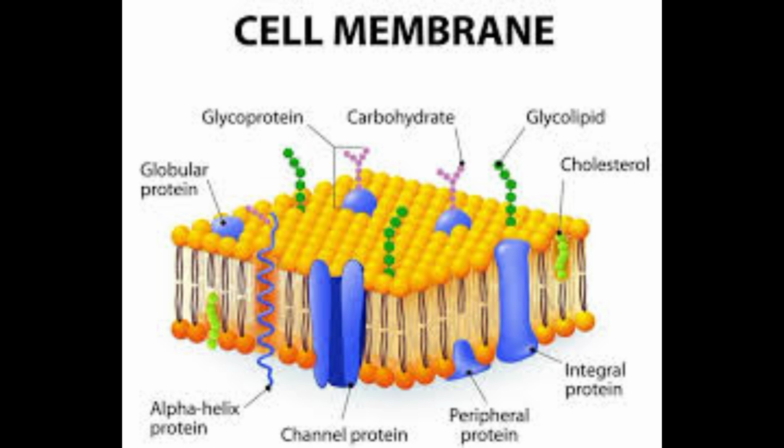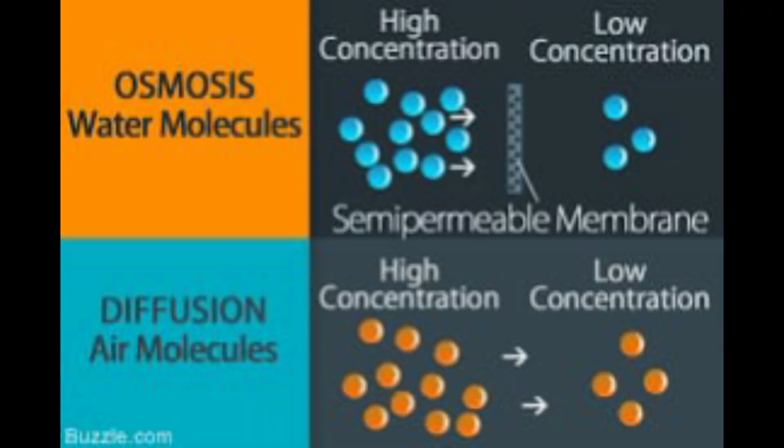How does the movement of substances take place into the cell? How do substances move out of the cell? Some substances like carbon dioxide or oxygen can move across the cell membrane by a process called diffusion.